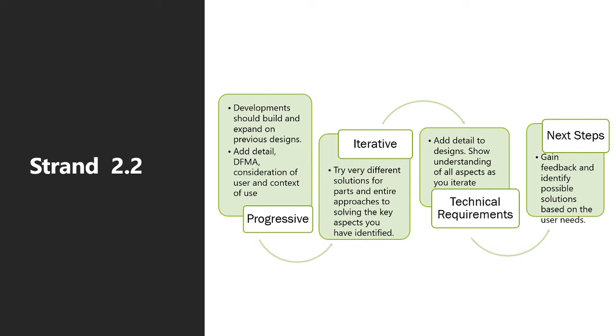So strand 2.2. It is you doing your design work. You are building models, you should be building a breadth of models, and you should be working your way through to a really solid outcome that is leading to a final design. The progressive nature of it should mean that you're building on previous designs. You should be adding detail, DFMA, and also thinking about how your user will interact with it, how the product will be used, where it will be used, the difficulties in the situations and the variety of situations it will be used in.